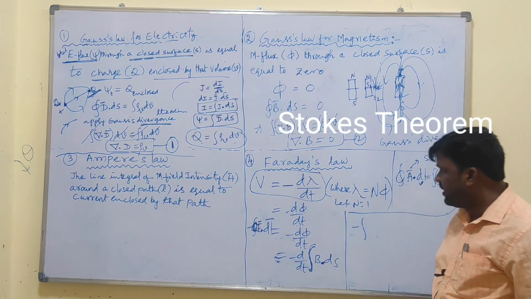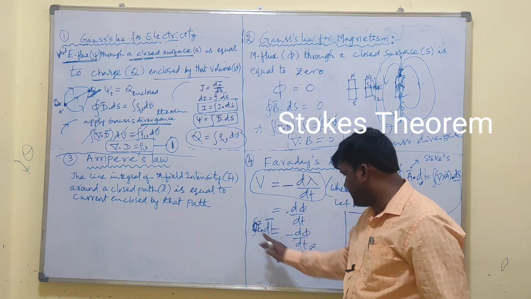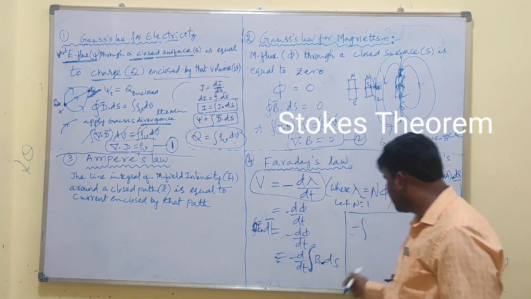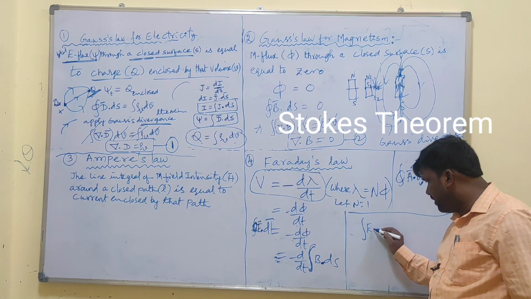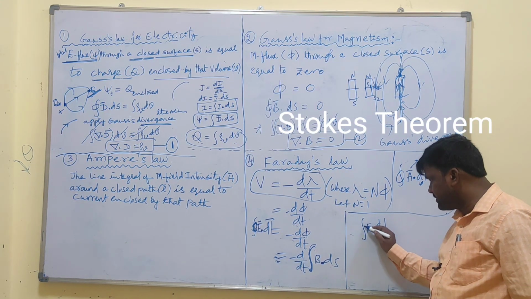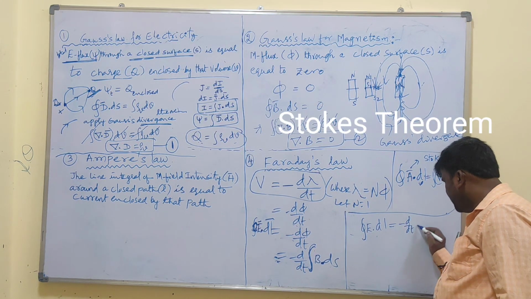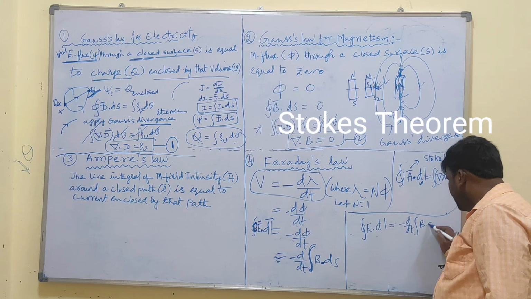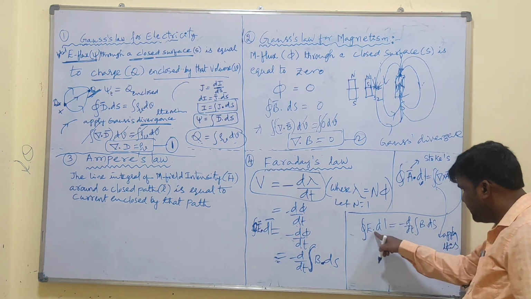On the left hand side we will get, basically here there is no negative sign. We have taken that negative sign here only. So then we have what? You will get integral E dot dl, that is closed line, equal to minus d by dt integral B dot ds. Apply this theorem.